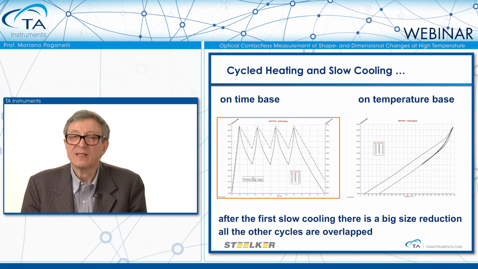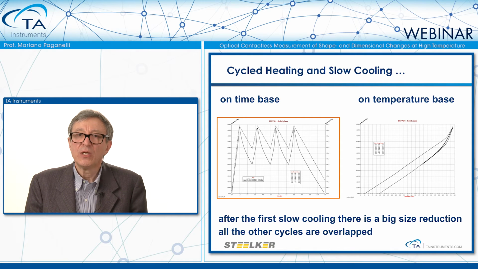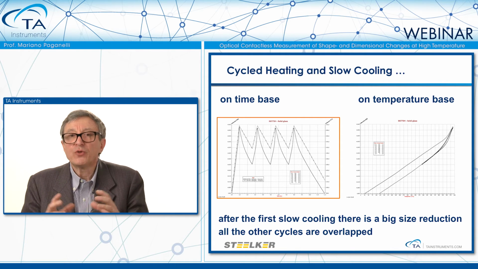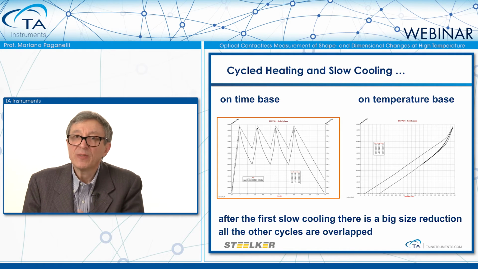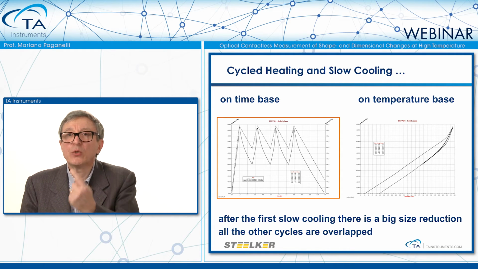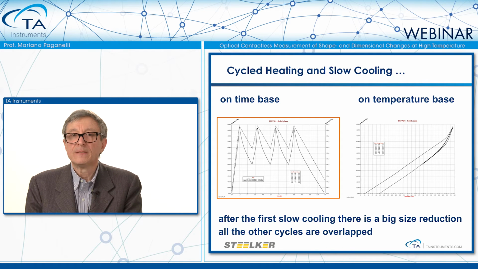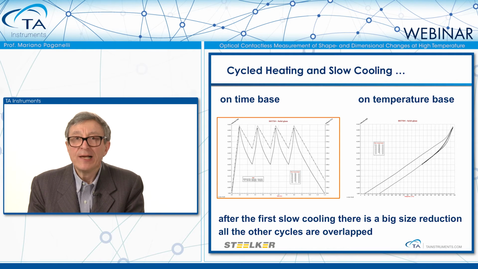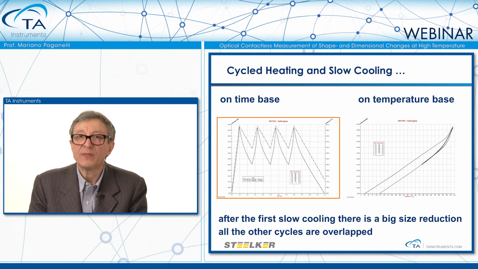We can see the size reduction due to the volume change of the glassy phase during the slow heating. And this happened the first time you heat up and cool down. All the other three, heating and cooling, are perfectly overlapped. I challenge any mechanical dilatometer to do the same.